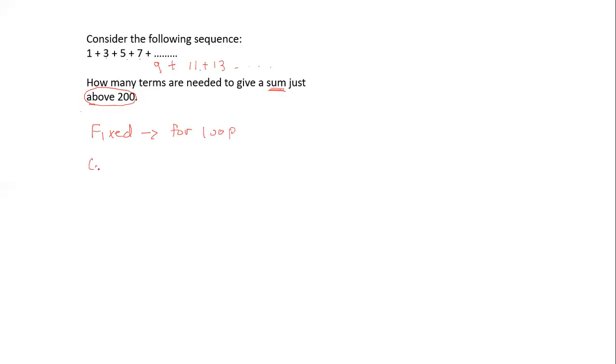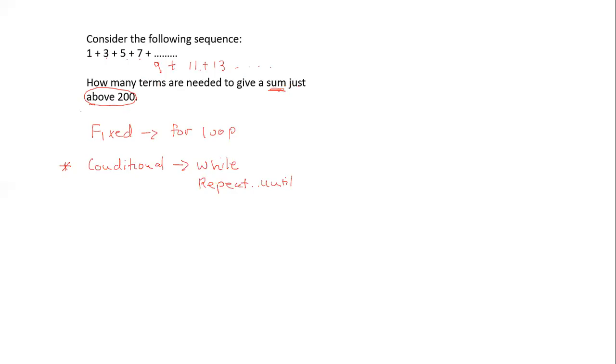But in conditional repetition, we have two options. We could use the while loop, or we could use a repeat until loop. So in this example, we can see that the repetition is dependent on some type of a condition where the sum gets to just greater than 200. So we need to solve this problem using either a while or a repeat until.